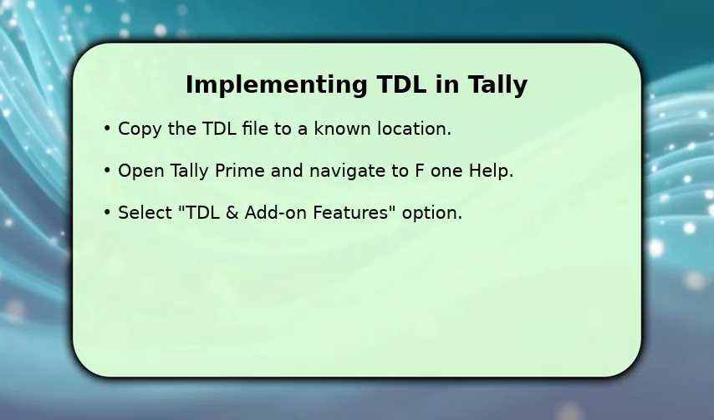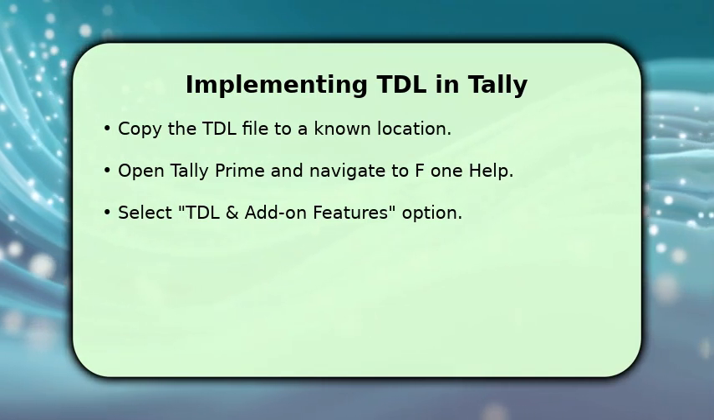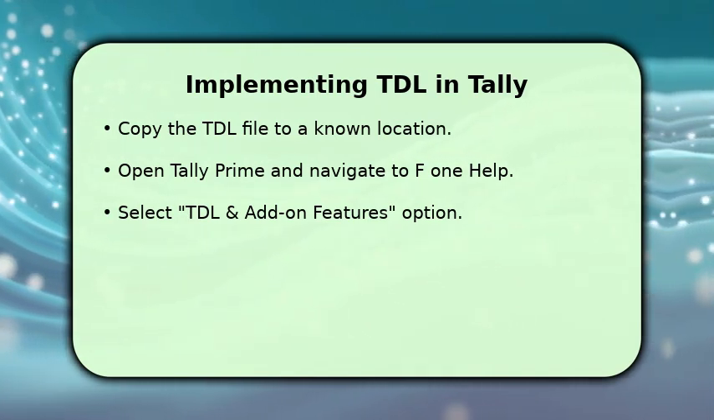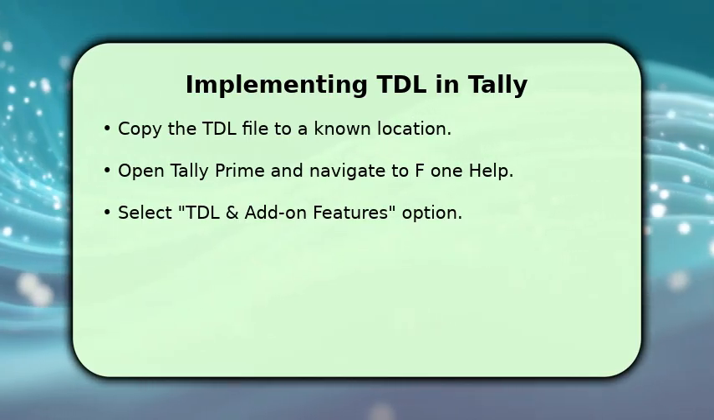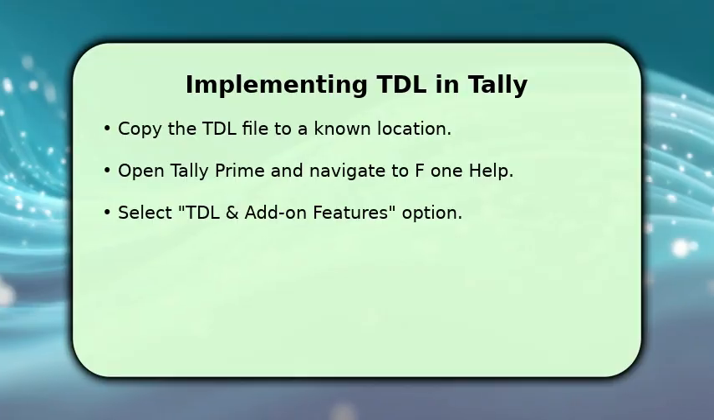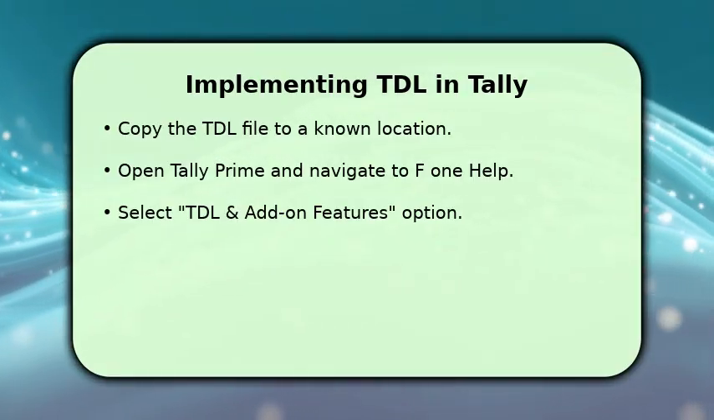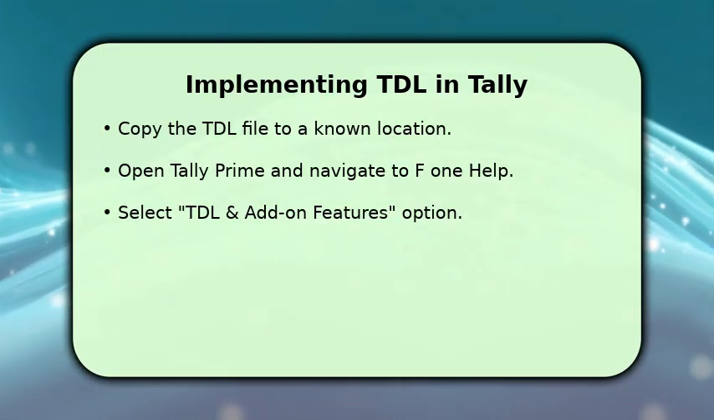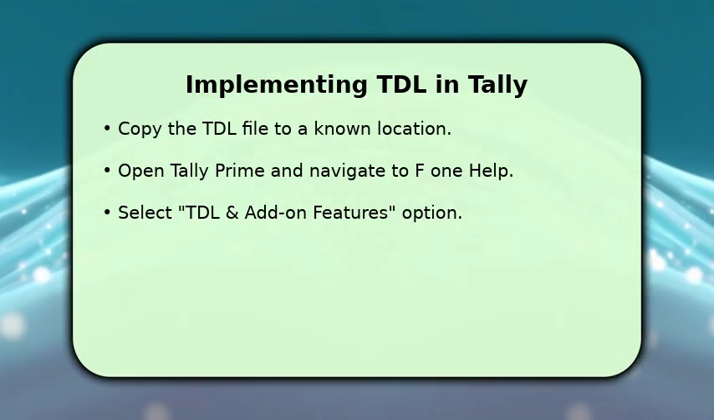To implement a TDL file, first copy it to an easily accessible folder on your computer. Next, open Tally Prime and press the F1 key for help. Navigate to the TDL and Add-on Features option. Here, you can manage local TDLs and specify the full path to your TDL file. After saving, the new features will be active.